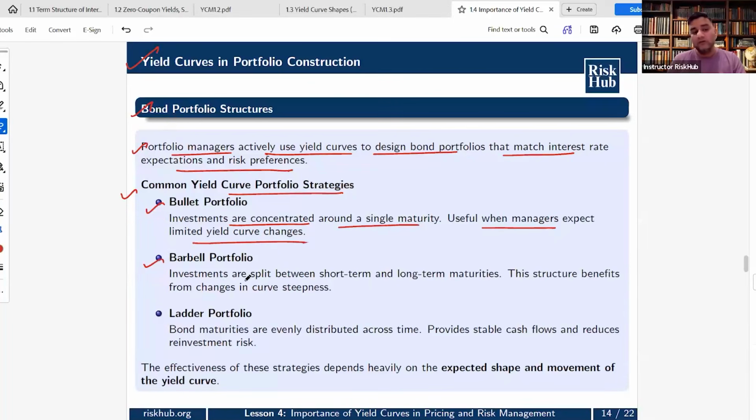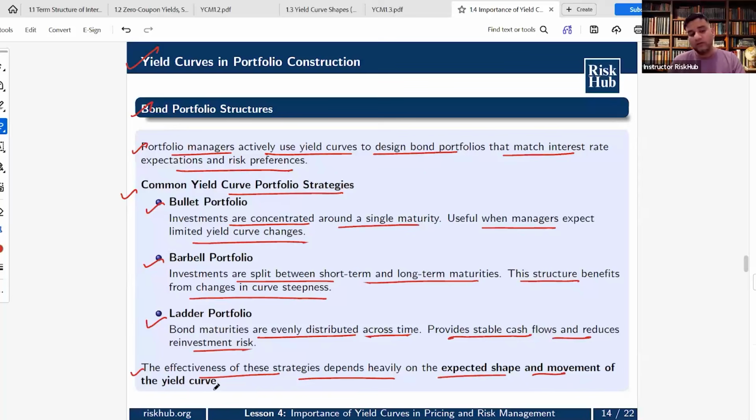Barbell portfolio: investment split between short-term and long-term maturities. This structure benefits from changes as the curve steepens. Ladder portfolio: bond maturities are evenly distributed across time, providing stable cash flow and reducing reinvestment risk. The effectiveness of these strategies depends heavily on the expected shape and movement of the yield curve.